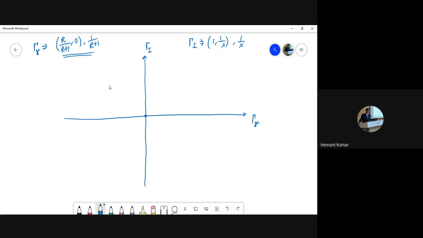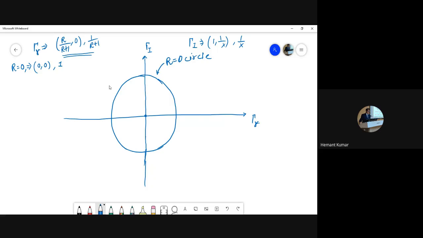And what will be the radius? Radius will become 1 upon 0 plus 1. So for R equal to 0, the center will become 0 comma 0, and the radius will be 1. You will get one circle. This is the R is equal to 0 circle.